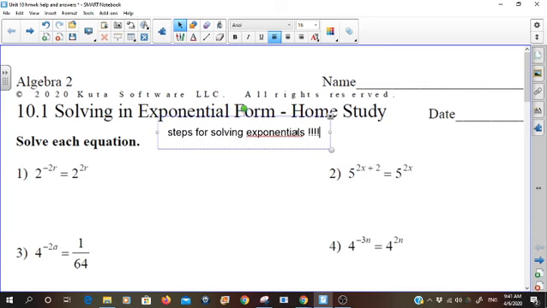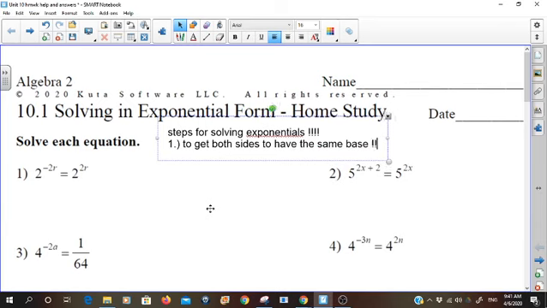Step number 1. Write this down on another piece of paper or memorize it. Step number 1 is to get both sides to have the same base. It's all about that base, no trouble. We're bringing exponentials back. So we need to get the same base, which you can already see that 1, 2, and 4 already have the same base. But the other ones are going to have a different base. And so we'll describe to you how to get the same base today.